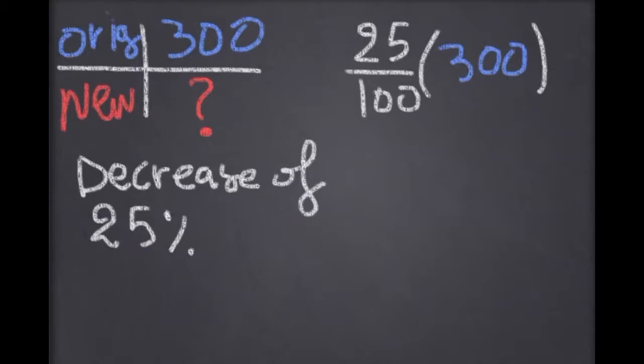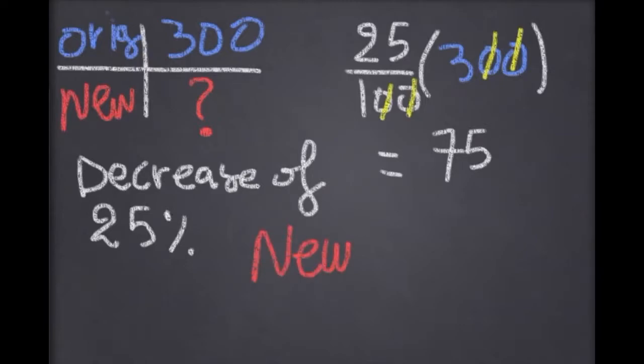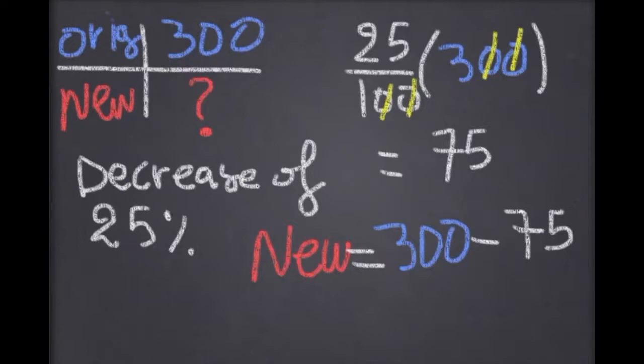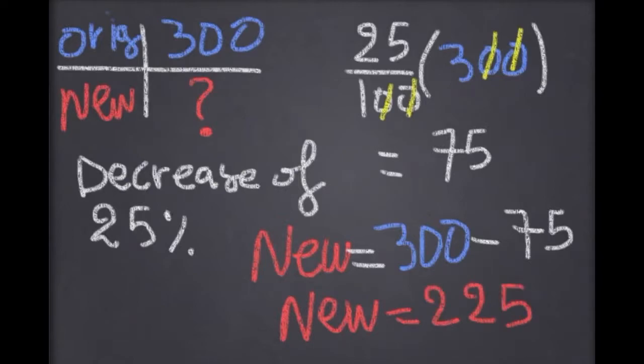Make sure you simplify the 100 between 300 and 100. So you get only 3 times 25. Multiply this to get 75. So that's the decrease. So it's a decrease of 75. Now the new should be equal to the 300, the original, take away the decrease 75 and you get your new value. Your new value is, in this case, 225. That's it.